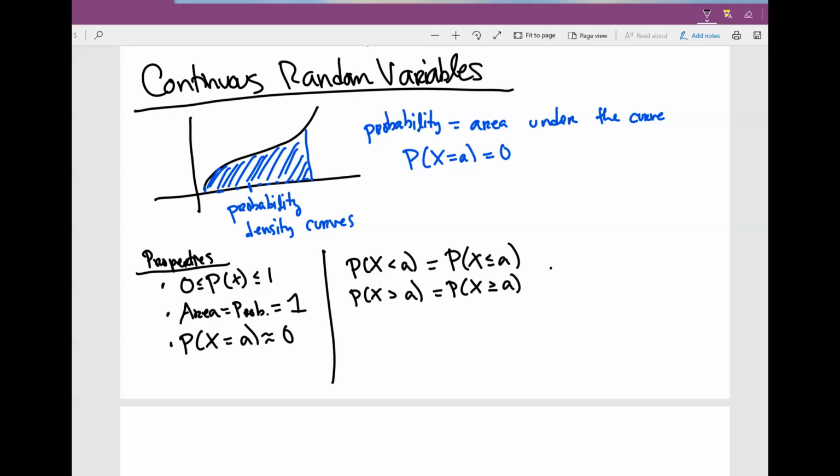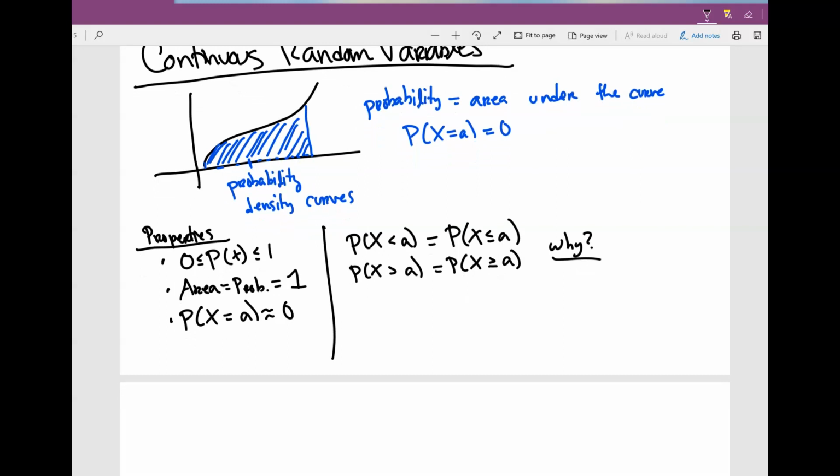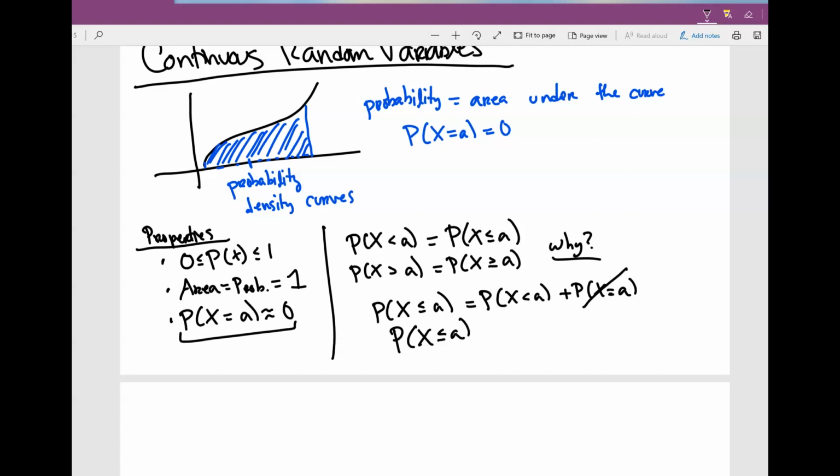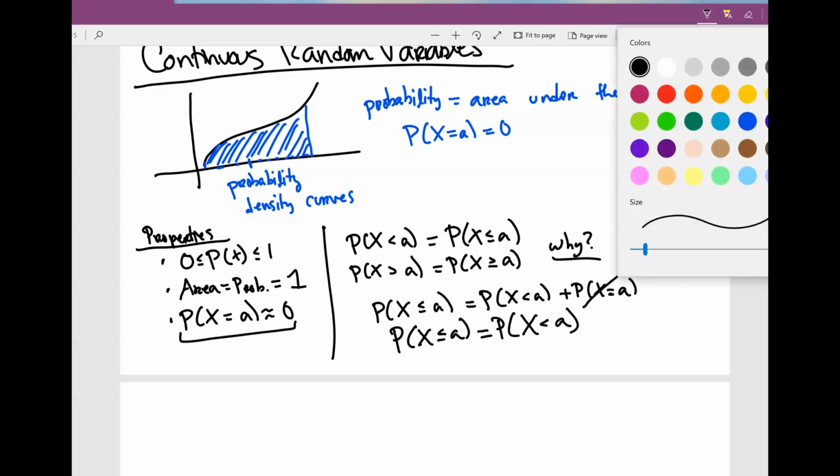Now, why is this? This was not the case when we had discrete random variables; you actually had to include the a. Why is it that it doesn't matter if I include it or not? Well, think about it this way. If you had the probability of x being less than or equal to a, I can always break this up as the probability of x being less than a plus the probability of x equaling a. Basically I just put the equals and split them up. Now notice that this last term is equal to 0, so it goes away. So the probability of x being less than or equal to a is the same as the probability of x being less than a. Just a little FYI.